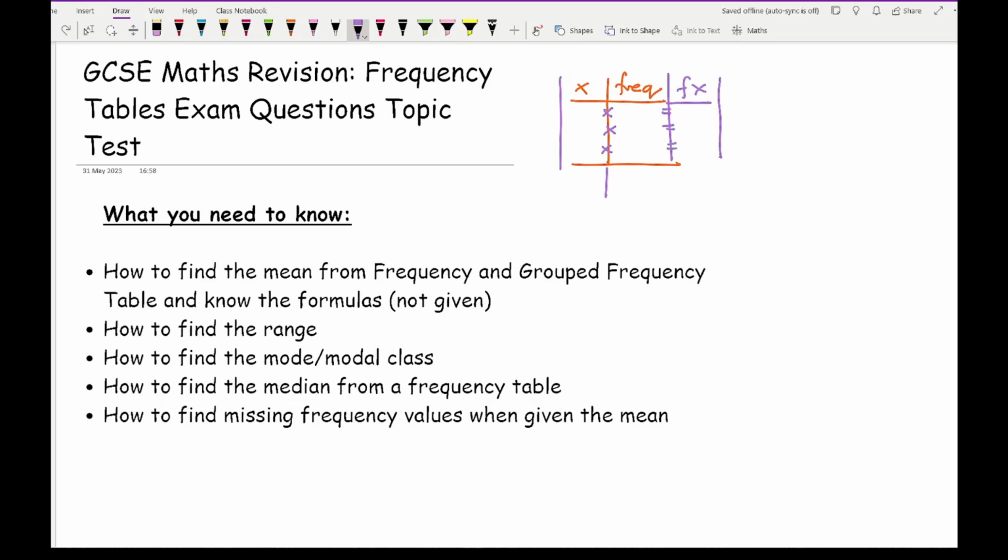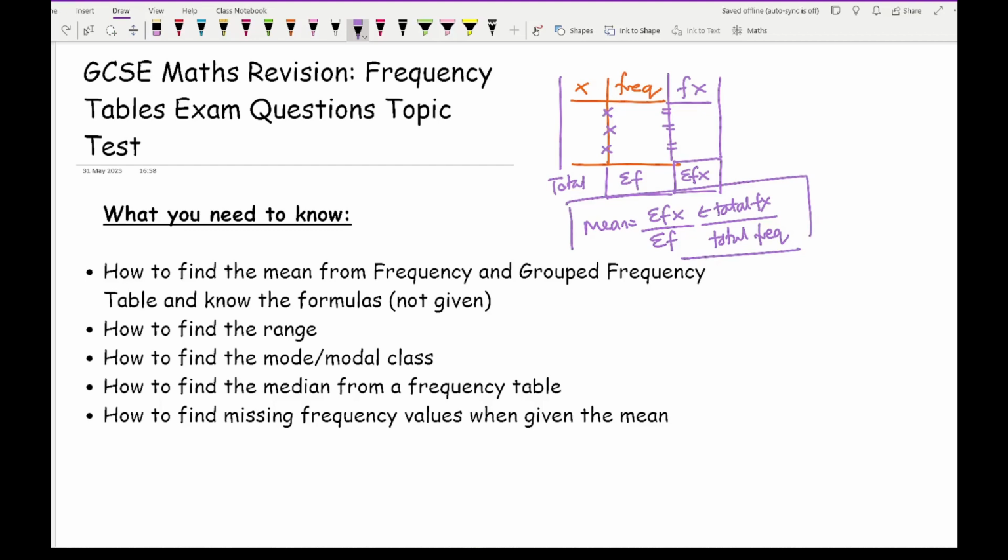The next thing you need to know is to work out the total of the frequency and the total FX. So this is what we call sigma F, and this is what we call sigma FX. Now, the mean for a frequency table is going to be sigma FX, the total of the FX values, over sigma F, the total of the frequency. So this is the total FX divided by the total frequency. And this is a formula that you need to know.